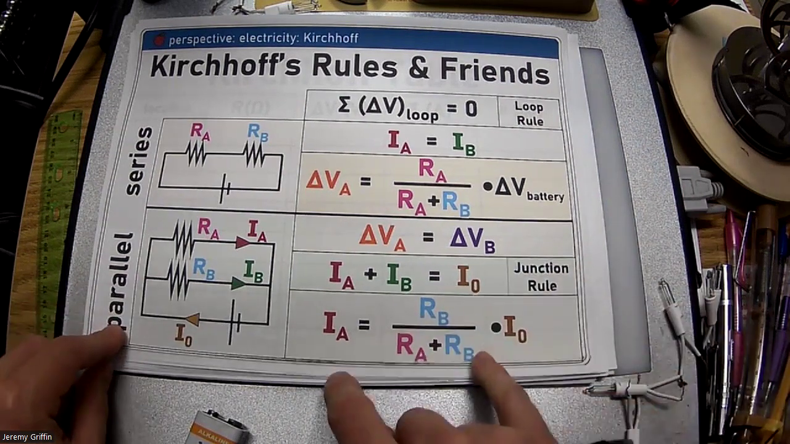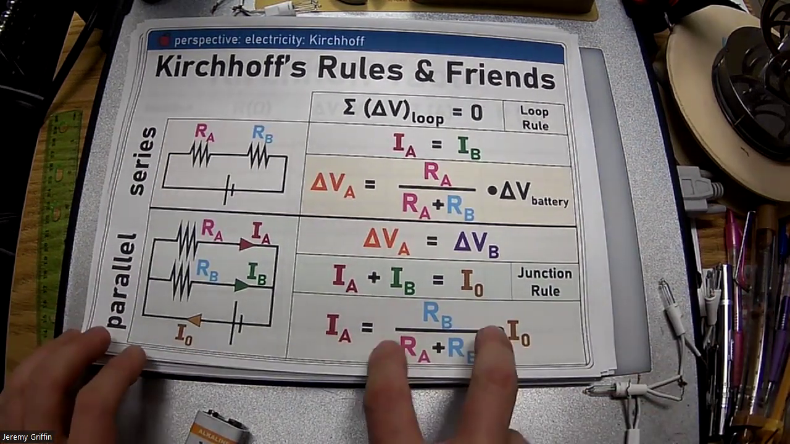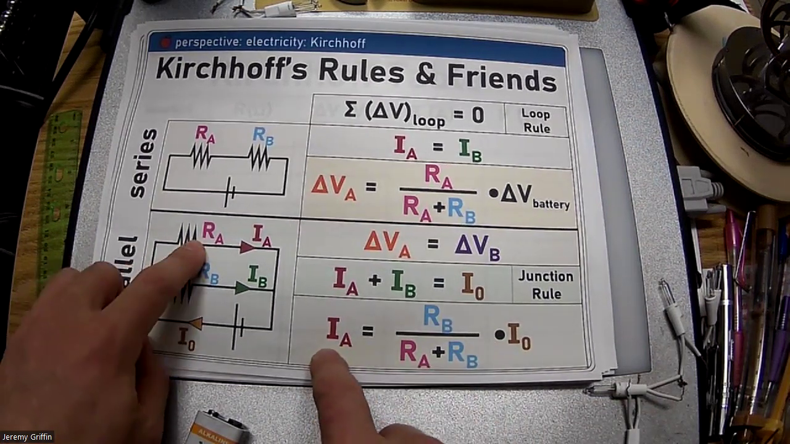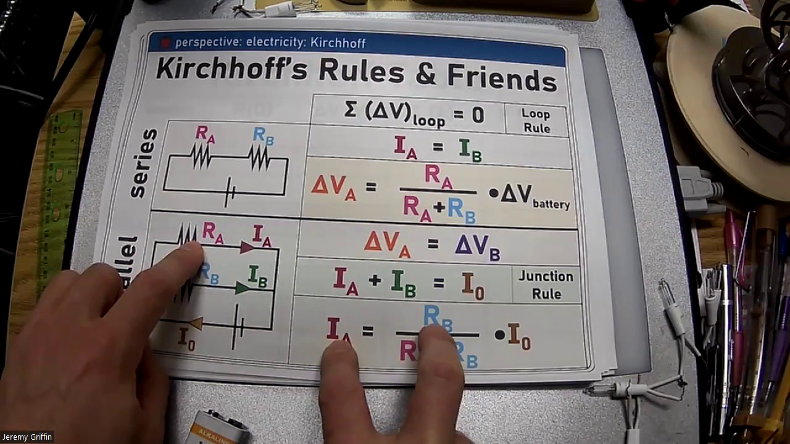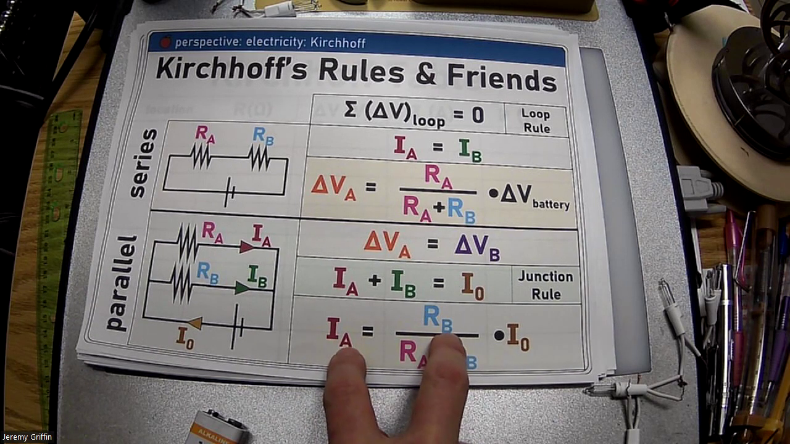Now this very last fraction takes a little bit deeper thinking. It makes sense, but you have to think about it a little bit deeper. This says, how does the current split? The current through branch A is proportional not to resistor A, but to the other resistor, resistor B. See how there's a little subscript swap right here?